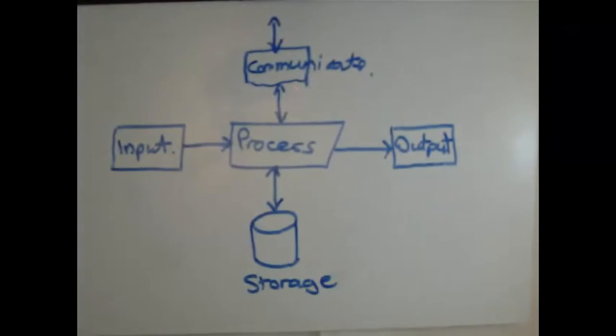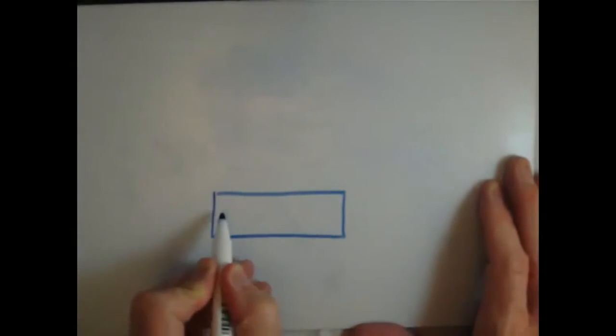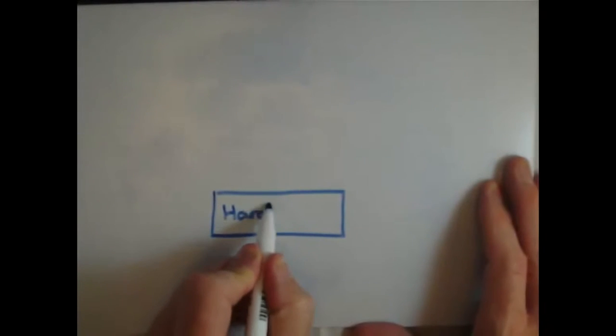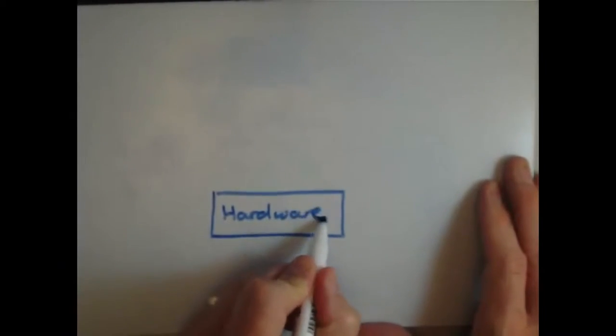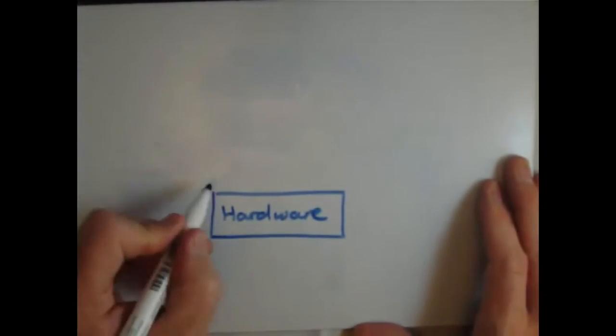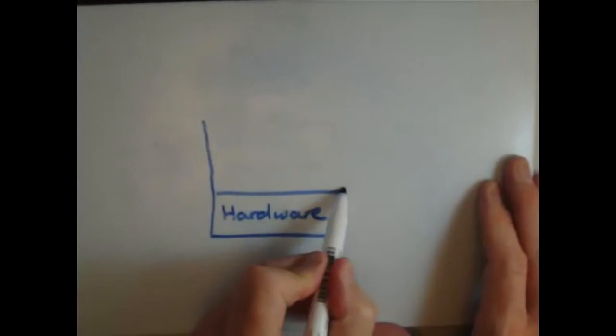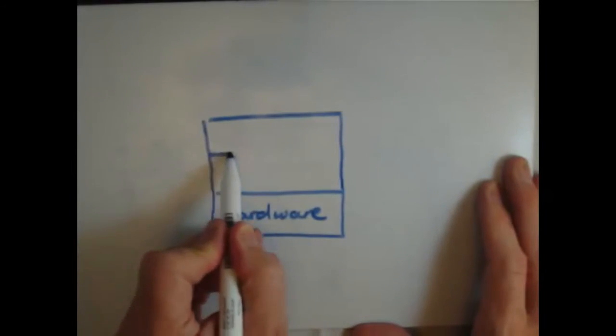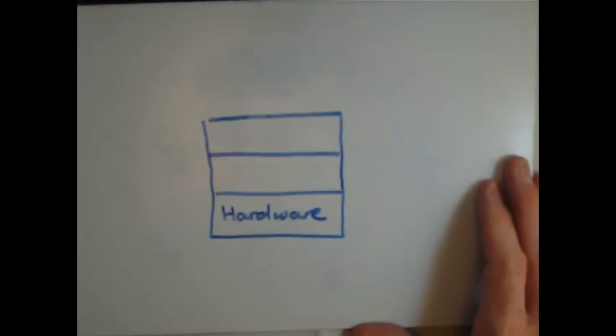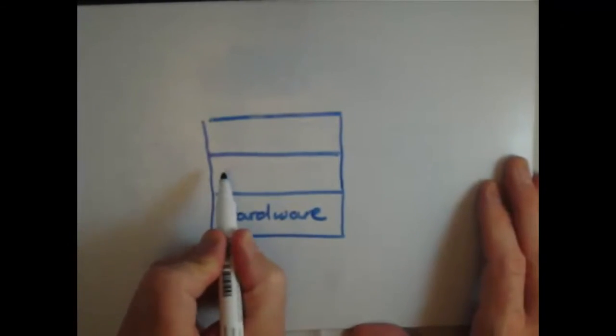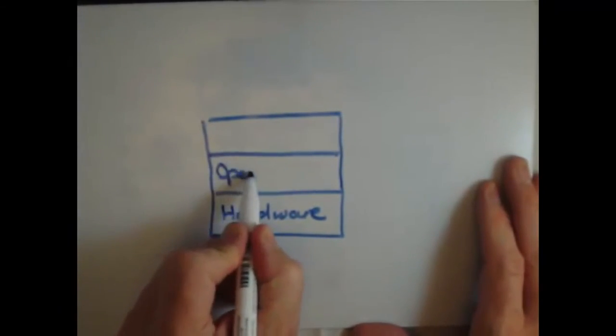This is just one model of a computer system. An alternative method is if we consider the computer to be a system of layers. At the bottom of the system we have the hardware. These are the physical components of the computer system. Next we would have the operating system. This is a piece of software, a set of computer instructions that allows us to control the computer.